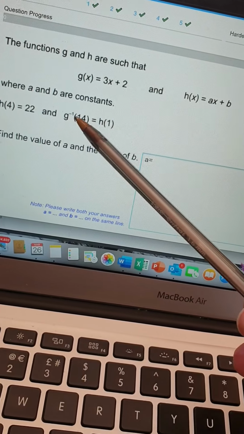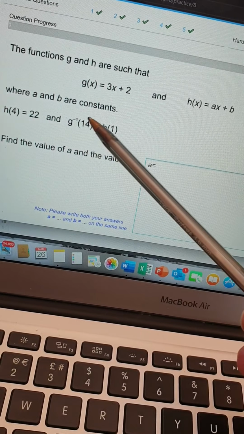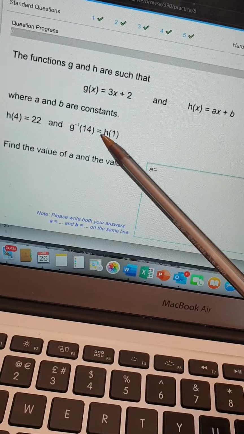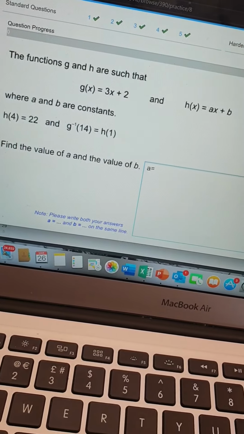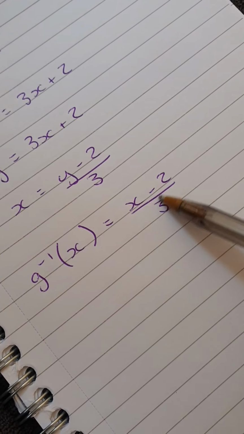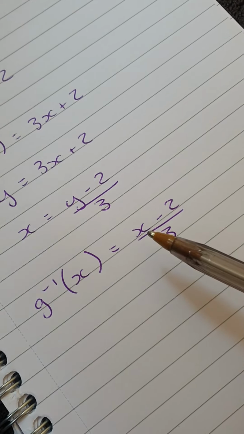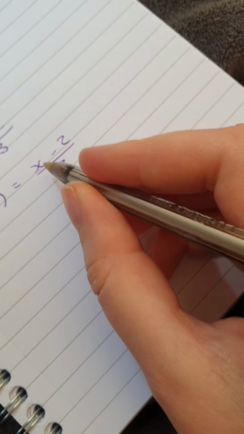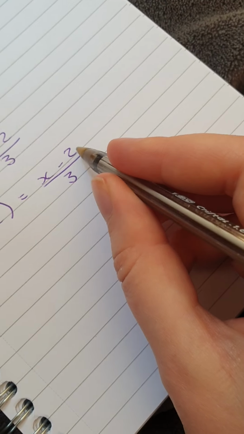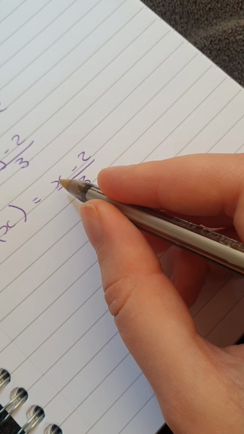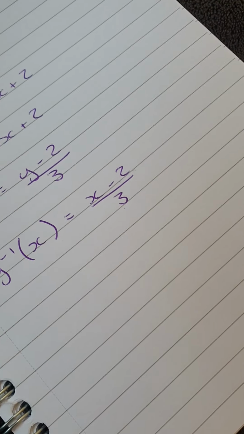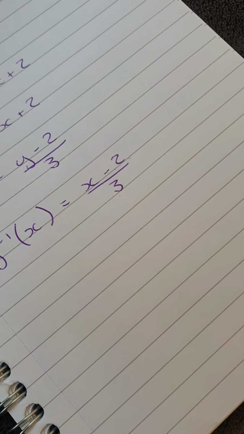Now, we're told that our inverse function of 14 is equal to h of 1. Okay, so I'm going to look at my inverse function, and instead of x, I'm going to write 14, because that's what it tells me to put in. So I know that 14 minus 2 divided by 3. Now 14 minus 2 is 12. 12 divided by 3 is 4.